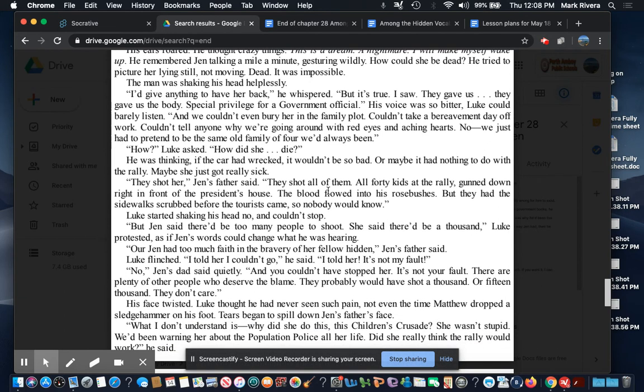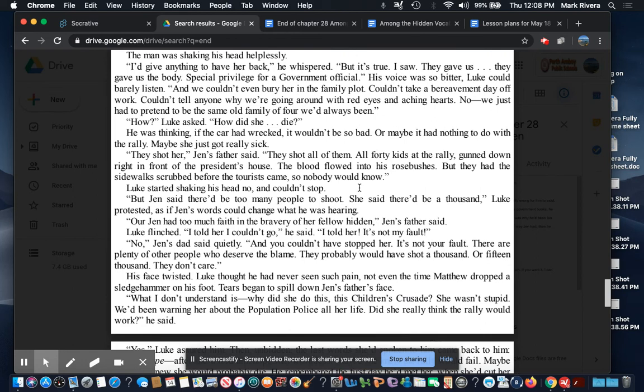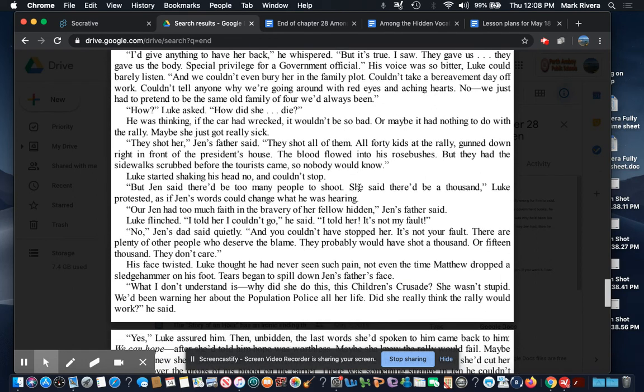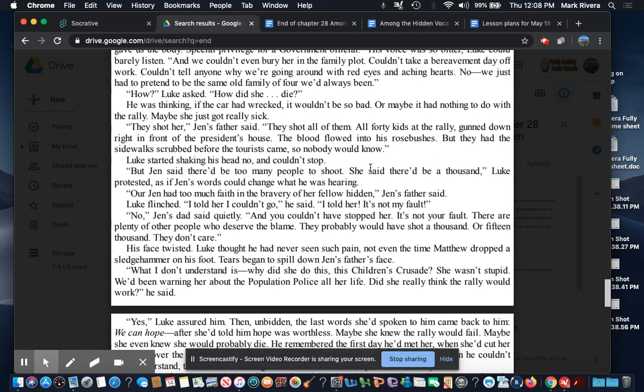"How?" Luke asked. "How did she die?" He was thinking if the car had wrecked, it wouldn't be so bad. Or maybe it had nothing to do with the rally. Maybe she just got really sick. "They shot her," Jen's father said. "They shot all of them. All 40 kids at that rally, gunned down right in front of the president's house. The blood flowed into his rose bushes. But they had the sidewalk scrubbed before tourists came, so nobody would know."